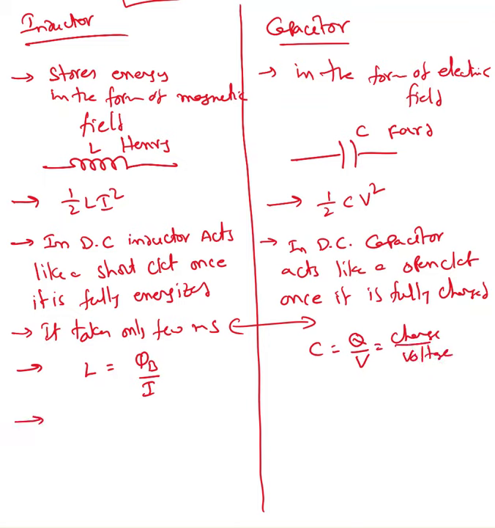Next one, the L value: L equals mu naught N square A over l. Here l is the length of the inductor, mu naught is a constant, N is the number of turns, A is the cross-sectional area. And C equals epsilon naught K A over d, where K is another constant, the dielectric constant, and d is the distance between the plates. This is in farad, this is in Henry.